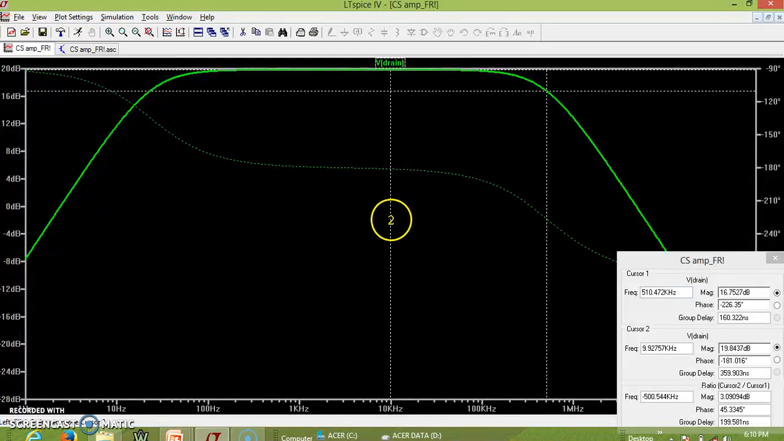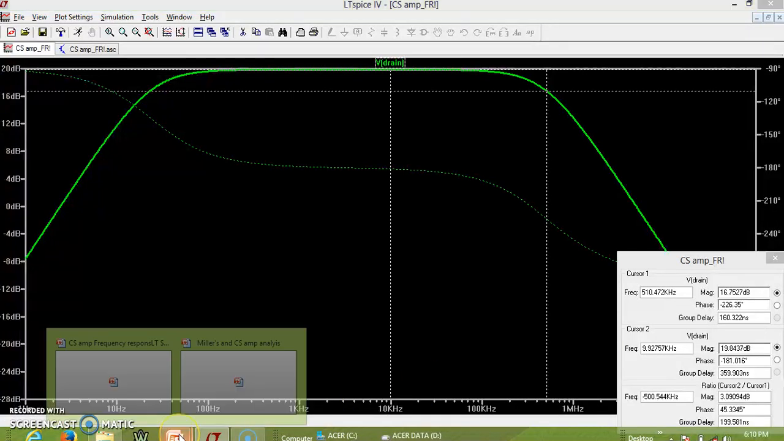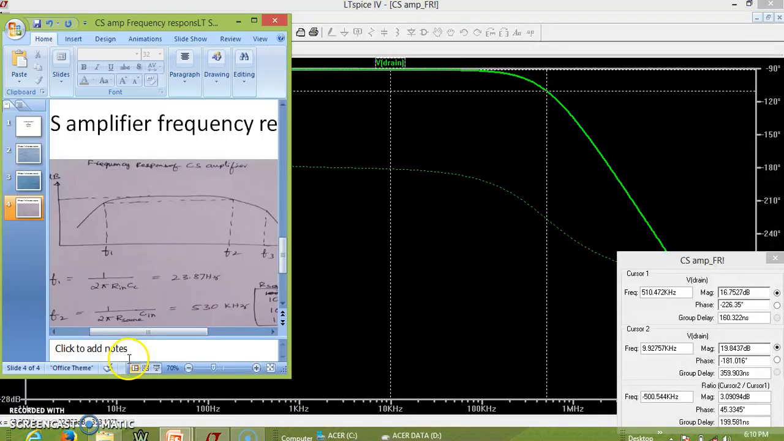Now this is at 9 kilohertz cursor. This is cursor 2, which is at 9.9 kilohertz. This is at midband. The other cursor, which is cursor 1, is at 510 kilohertz. Let us have a look at what our theoretical f2 was: 530 kilohertz. You can see it is very close to 530 kilohertz.